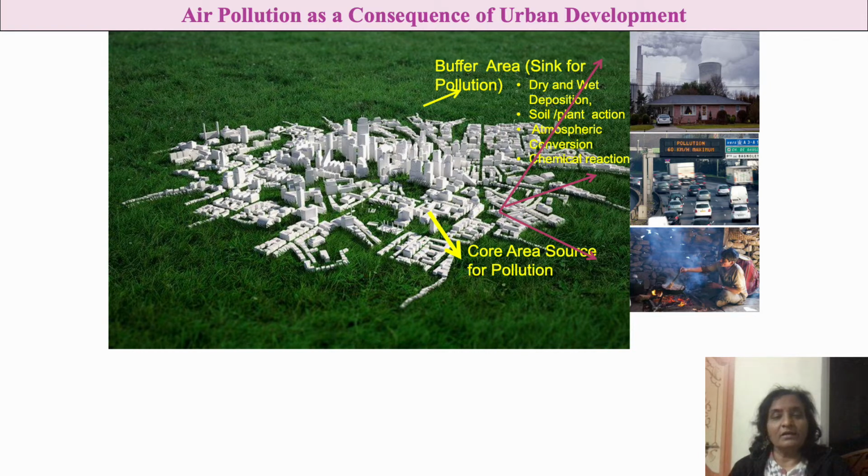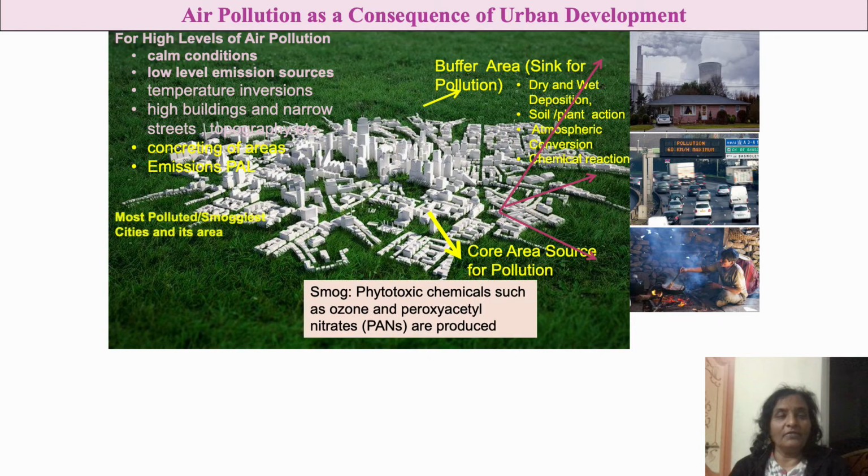The others are the vehicular emissions that go as line sources. Kilometers of emissions are coming out both at low level and at high level in flyovers. Combined together, we have very high level of air pollution in this urban area as it is ever expanding and the buffer area gets reduced.